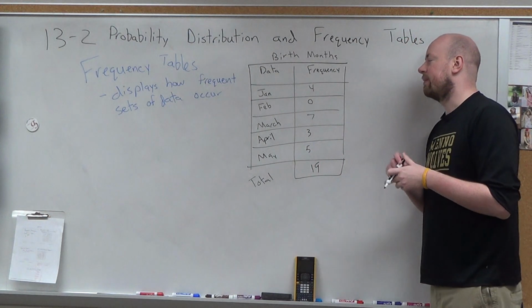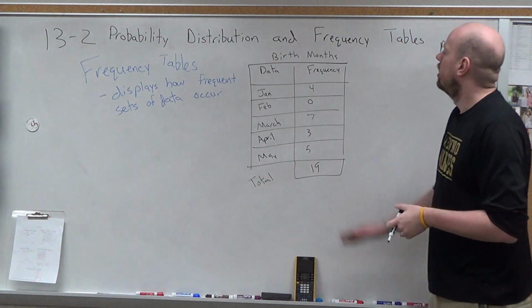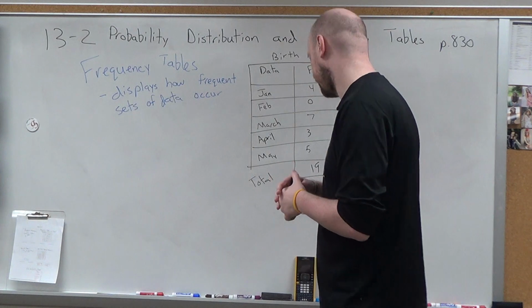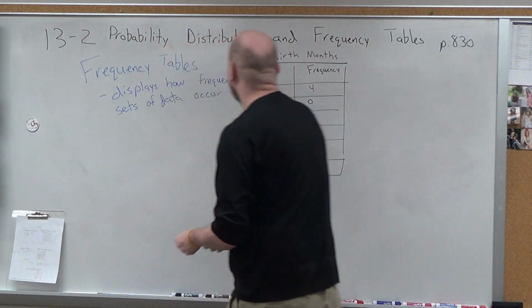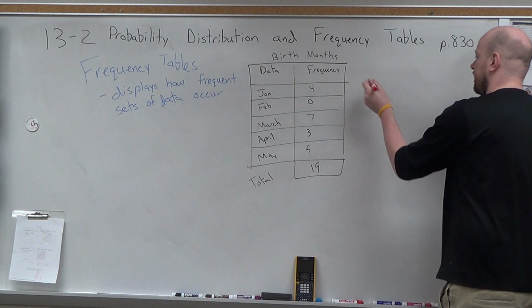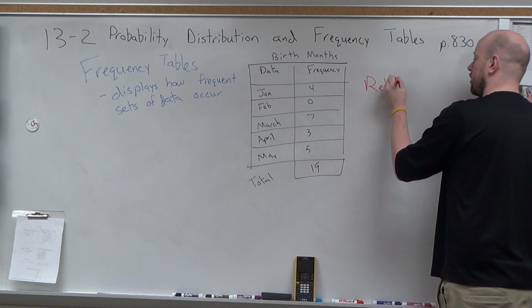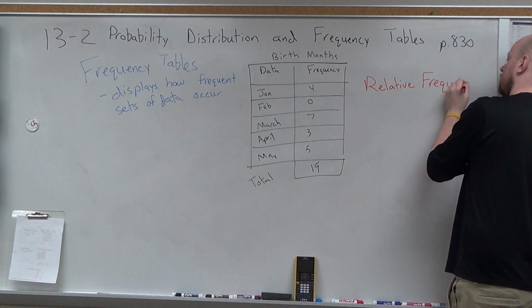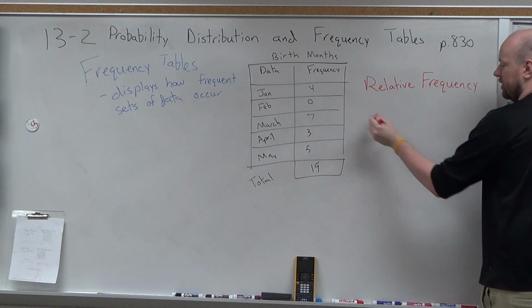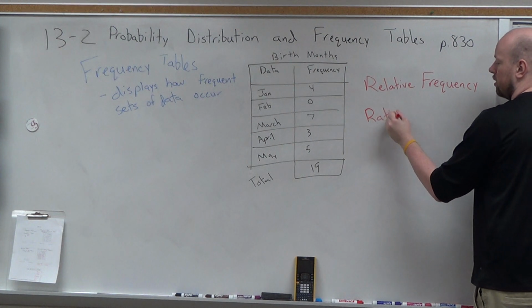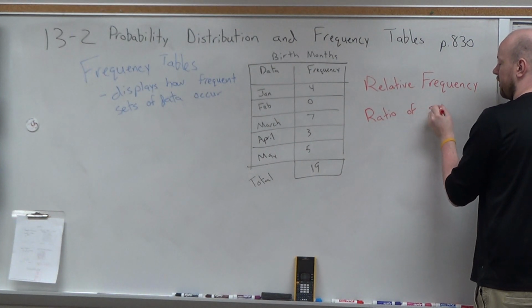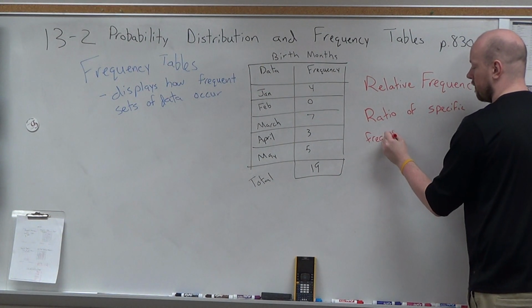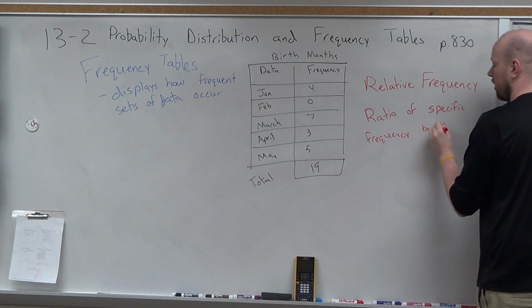So a frequency table is something like that, where you have a set of data, and you have a set of frequency, or how often it occurs. Going off that, we have something called relative frequency. Relative frequency is just a ratio of a specific frequency to the whole.